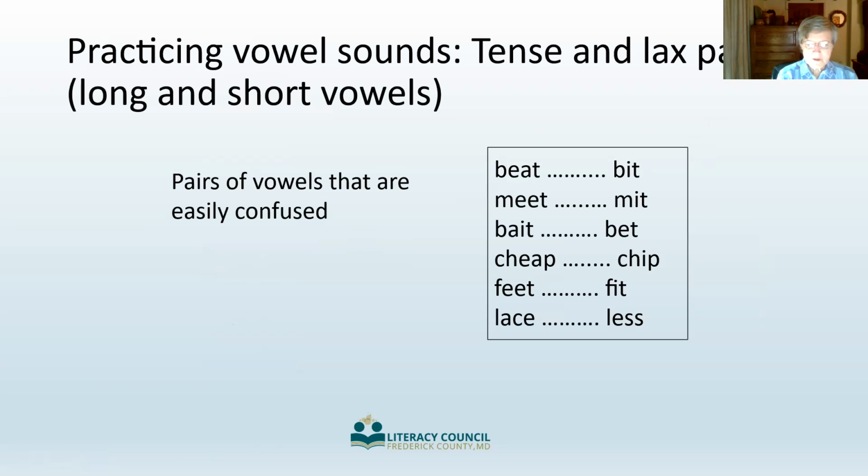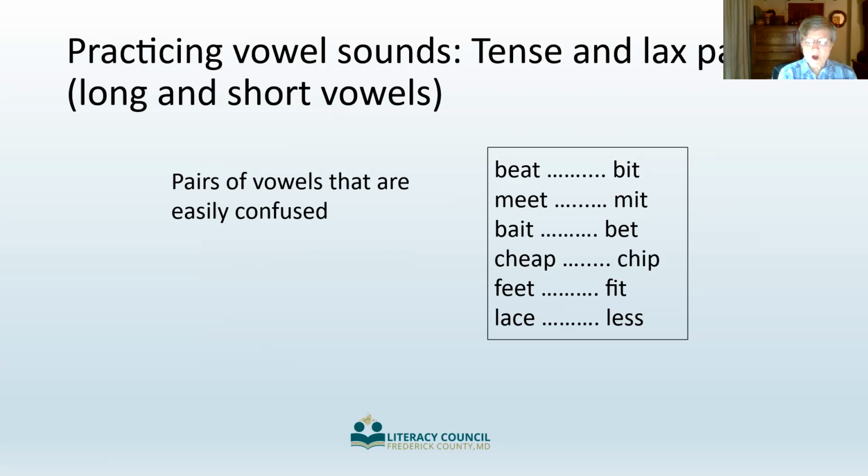The next thing that you can practice is called tense lax pairs. And these are words that have long and short vowels. It's useful when there's no distinction between the two sounds in the student's native language, such as the long E and short I in Spanish, like in beat and bit.